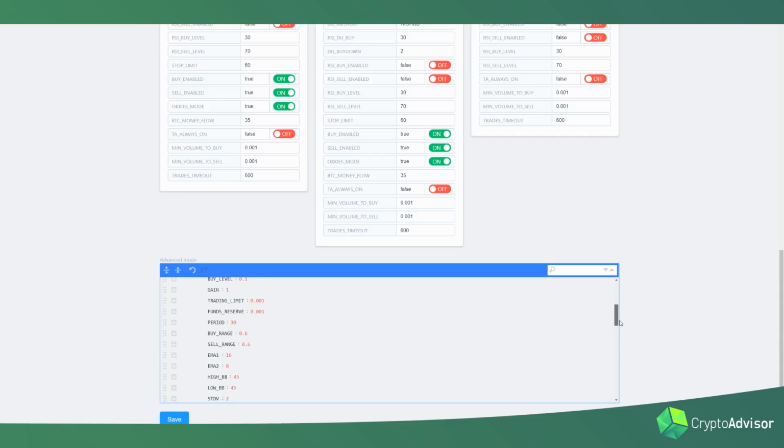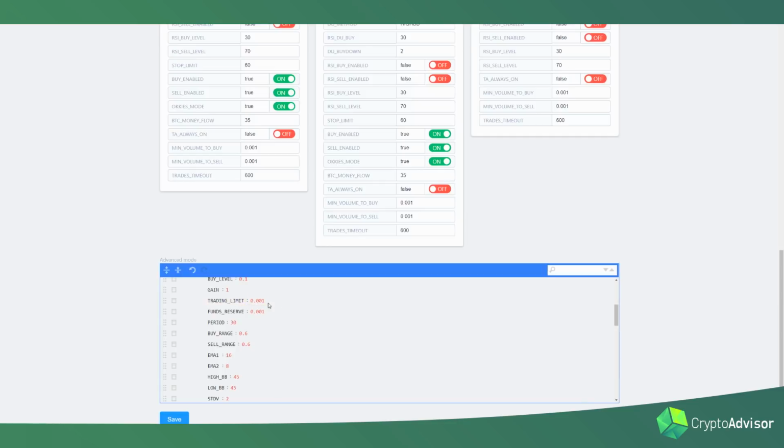Obviously, the trading limit is subjective. That is just how much money you have to trade with. So, if you're running 10 pairs with 1 Bitcoin, maybe you want to run 0.05 or 0.02 Bitcoin per trade in order to allow some Bitcoin to be there for dollar cost average in case your coin does go down.